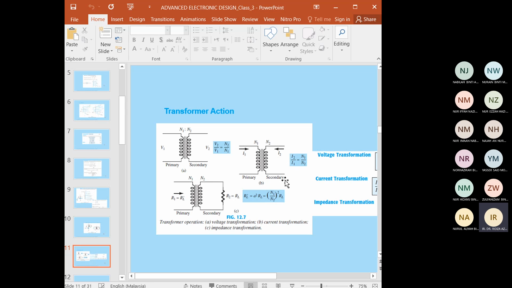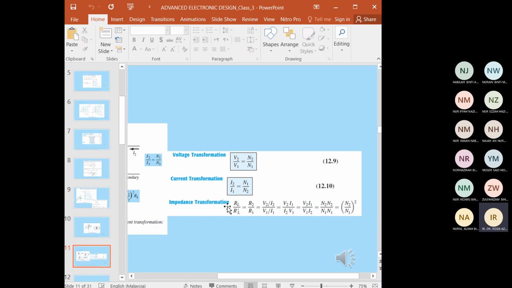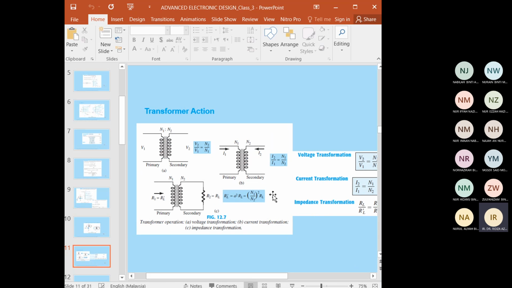And we have what we call the impedance transformation denoted by the RL. The primary side is denoted as R prime L. So we can have the impedance transformation as RL divided by R prime L equal to R2 divided by R1. This can be simplified: R prime L equal to a to the power of 2 multiplied by RL, equal to N1 divided by N2 to the power of 2 multiplied by RL.